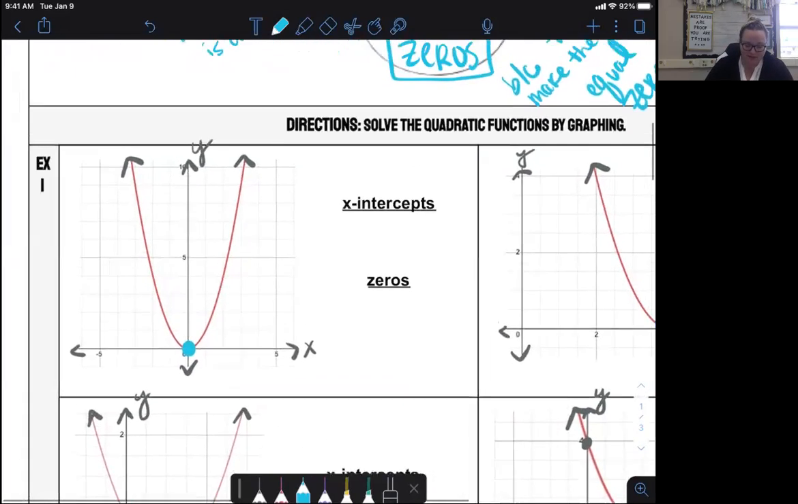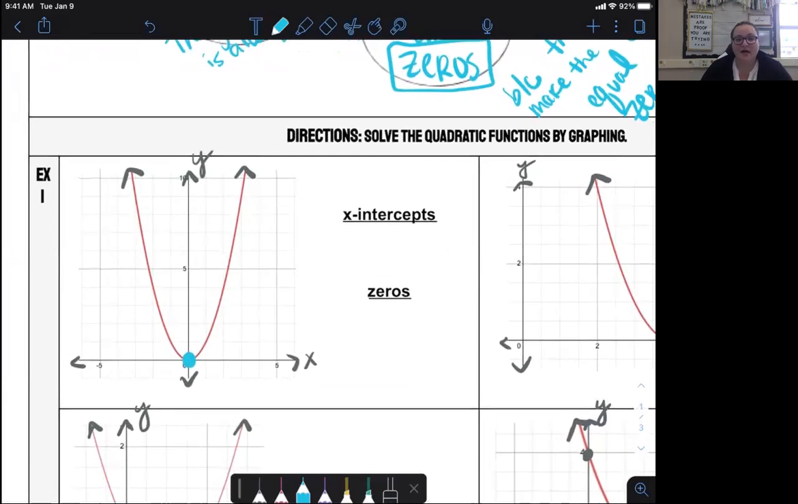So as you can see in example 1, this very first graph, it's already been graphed for us. Whatever the equation was, it's been graphed for us. And this graph in particular crosses the x-axis once. So that means that this function has one solution. Well, where is that point? That point, that one solution where it hits the x-axis is right here at the origin, or the point 0, 0. So our x-intercept is at 0, 0.